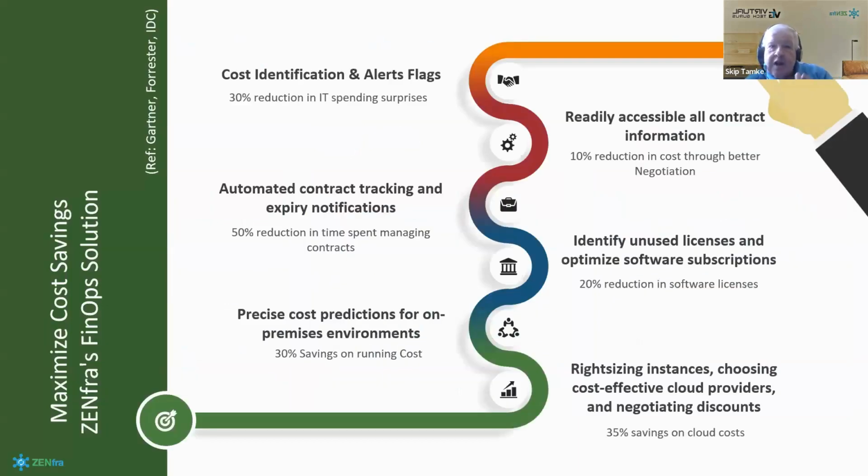One is if you've got cost identification and alert flags, right off the bat, by looking at low-hanging fruit, you could probably see a 30% reduction in IT spending surprises over the course of a year. You can look at automated contract tracking and expiry notifications. You'll be spending half the time in managing your contracts.